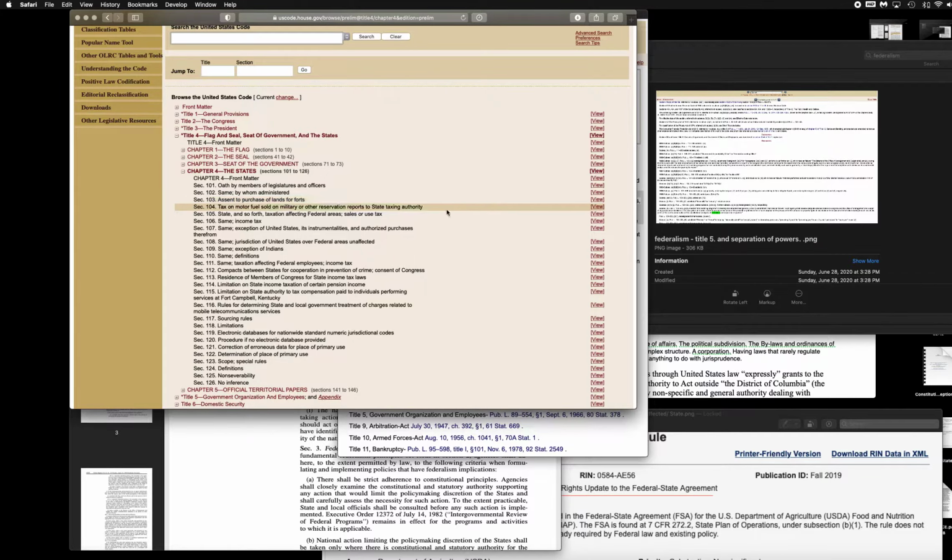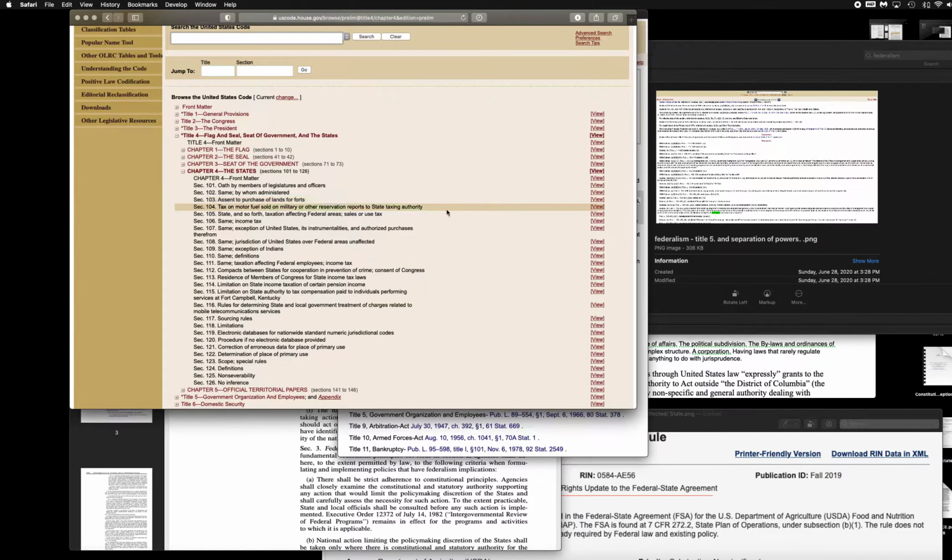We look at assent to purchase lands. The President of the United States is authorized to procure the assent of the legislature of any state within which any purchase of land has been made for the erection of forts, magazines, dockyards, and buildings, without such consent having been obtained. Okay, so what it's saying is that the president has the right to purchase lands in the state.